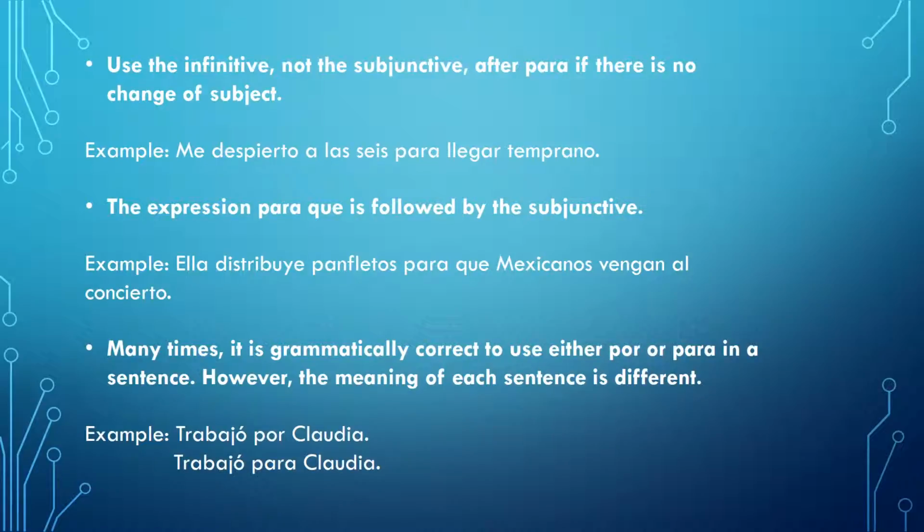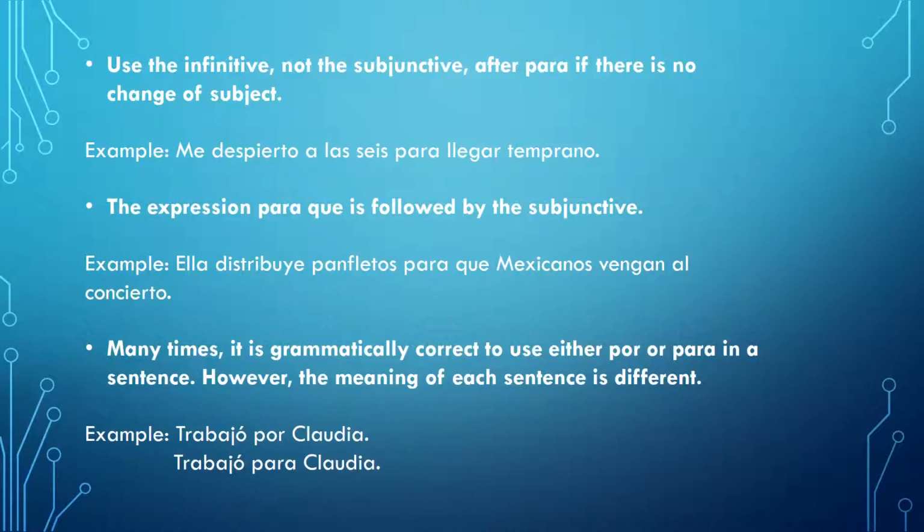Also, use the infinitive, not the subjunctive, after para if there is no change of subject. An example would be, me despierto a las 6 para llegar temprano. So I wake up at 6 in order to arrive early.